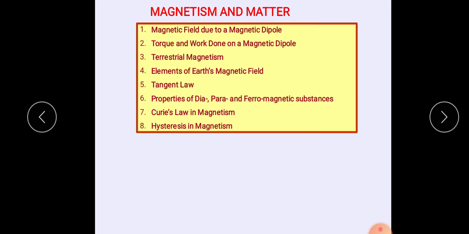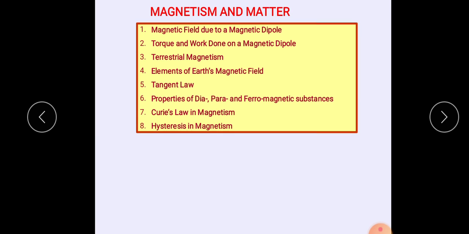And along with, we will discuss the diamagnetism, paramagnetism and ferromagnetism in the substances, Curie's law in magnetism and hysteresis in magnetism. To understand the diamagnetism, paramagnetism and ferromagnetism, I will share some other PPT to all of you.